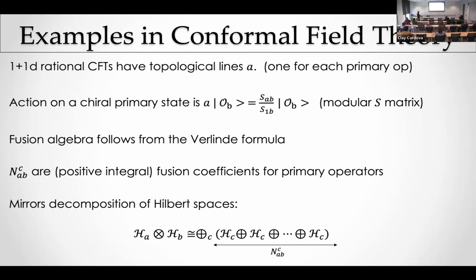And in fact, they have a very detailed understanding of them. So these topological lines, there's one for each primary operator, and we know their action on local operators looks like this. So you act with A on the state created by operator B, you get this formula where this factor here is computed in terms of the modular S matrix. So, these rational conformal field theories, they just have this structure built in. So that's one reason to study this.